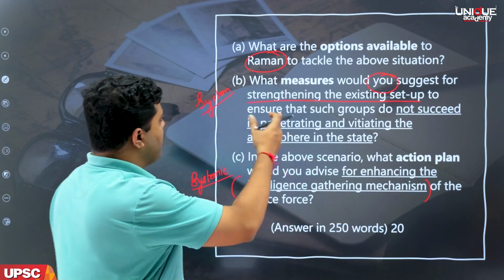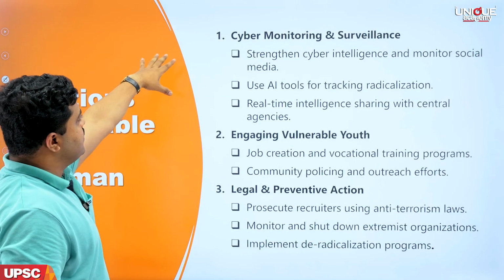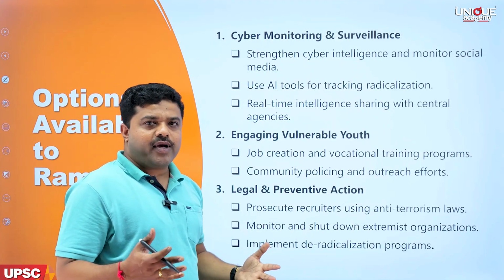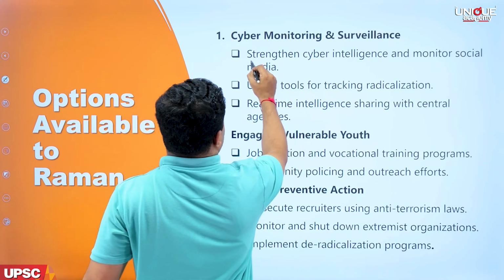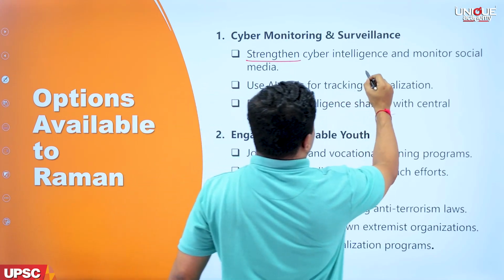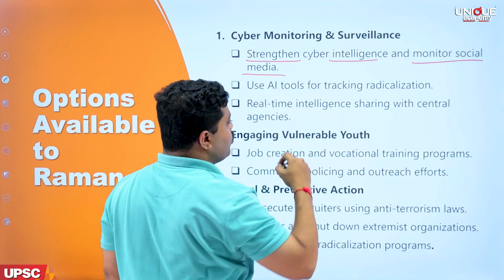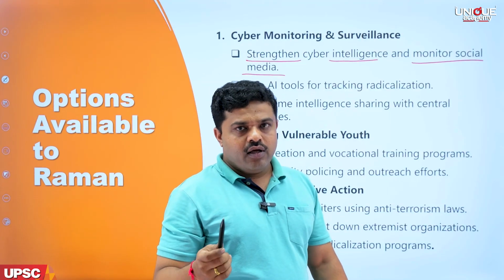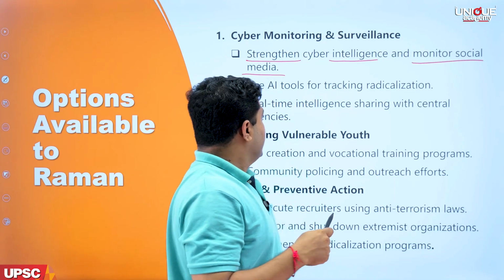So अगर focus clear हो गया, it is very easy for you to devise the precise measures. So let's talk about options that are available to Raman. Okay, first is start with the cyber monitoring and surveillance. So अभी जो आपके पास setup है cyber monitoring का, उसको strengthen करना है. और किस काम में लगाना है? Intelligence gathering and social media monitoring में लगाना है. That you have to keep close watch on these youth from particular community who are unemployed and who are spending lot of time on social media.